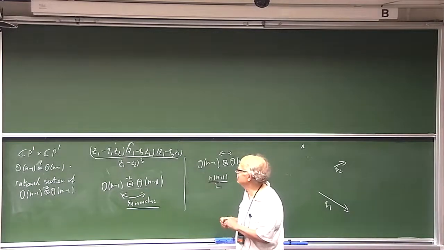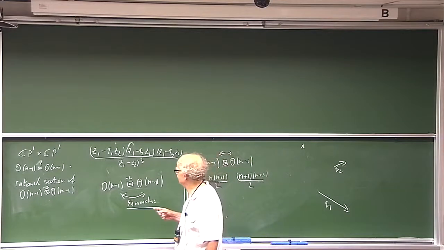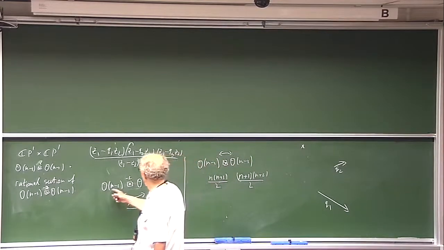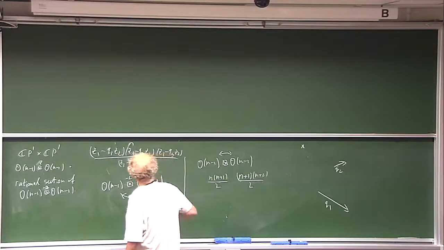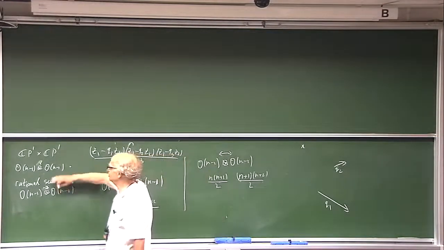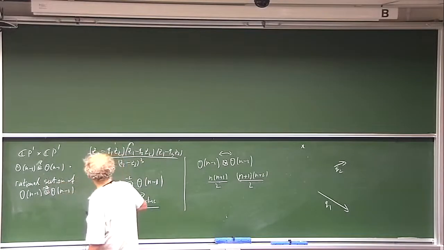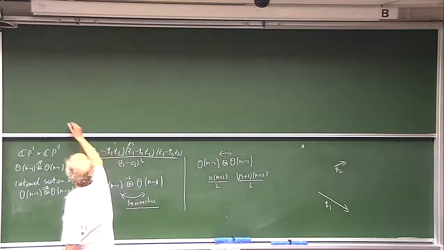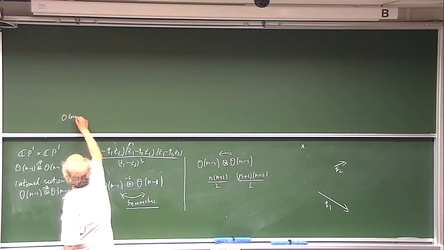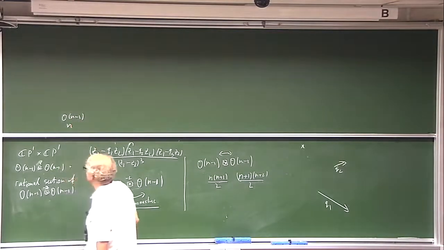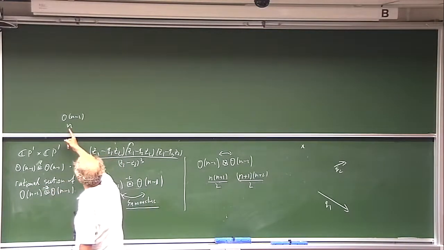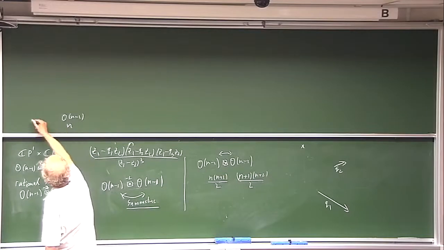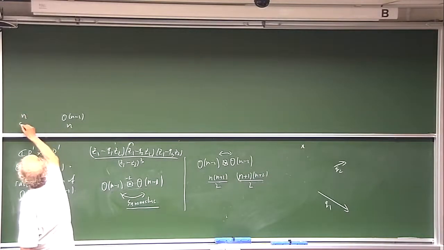Now, what's happening? I like the following thing. It is simple, and maybe it is good to understand. Well, so O n minus 1 is what? This is n-dimensional. This is a section of O n, and this is an n-dimensional space, and it can be identified with the n-dimensional representation of SL2.